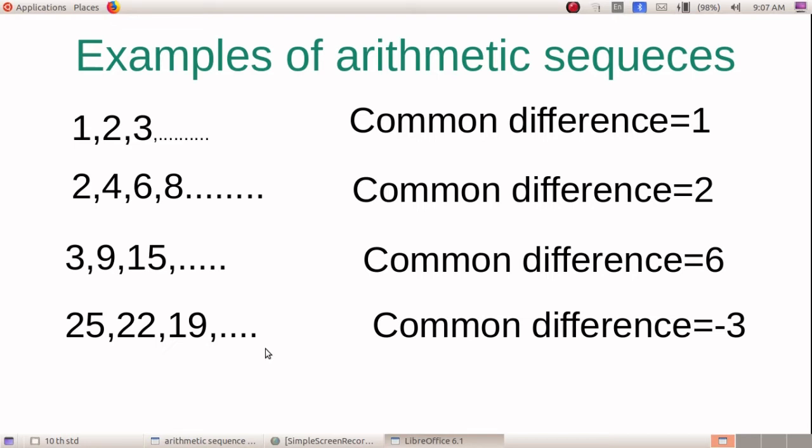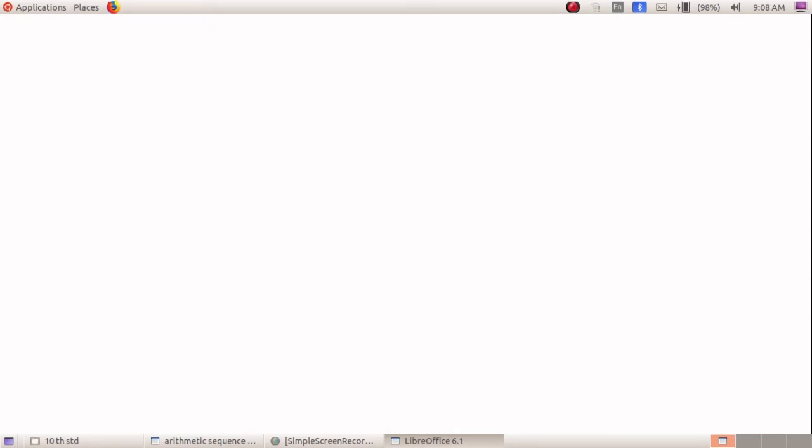Repeatedly add the common difference to the terms to get the next term. Let us start. Let us form such an arithmetic sequence. Let us take, for example, an arithmetic sequence with the first term 4 and a common difference 6.